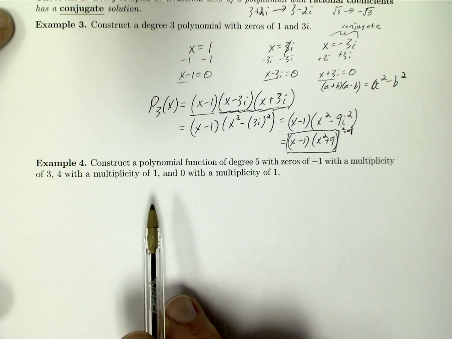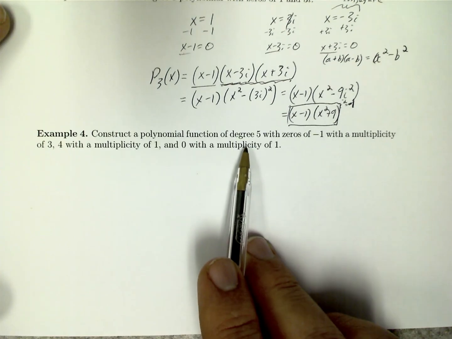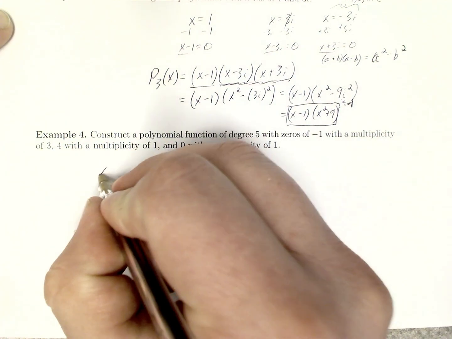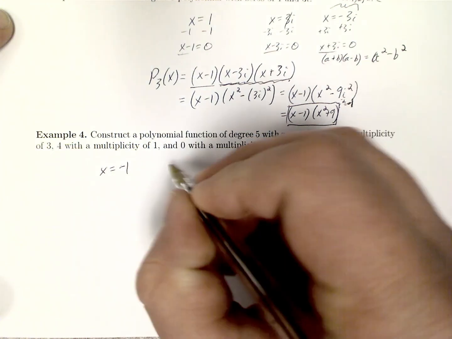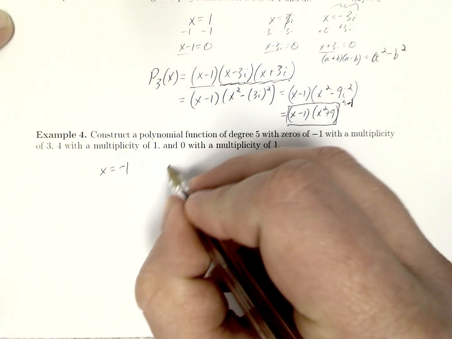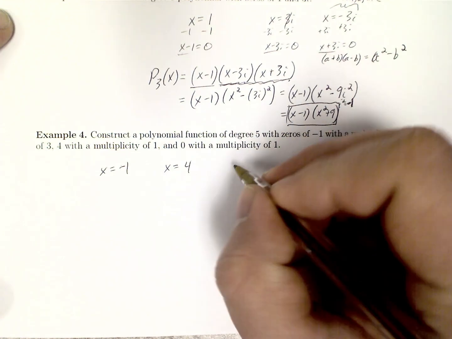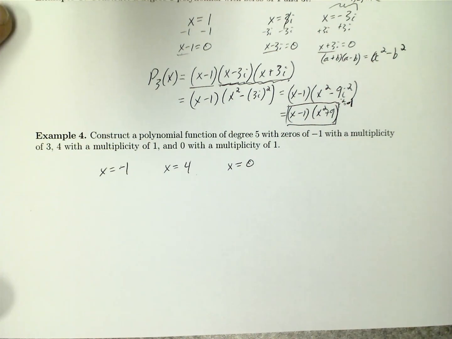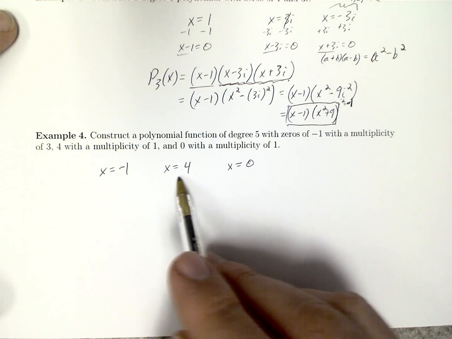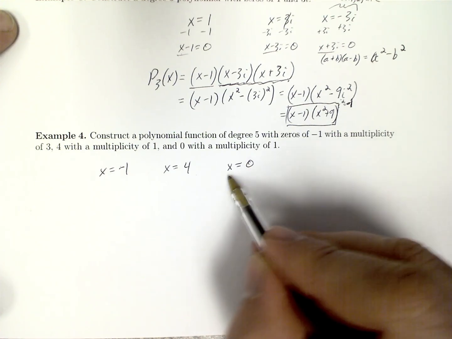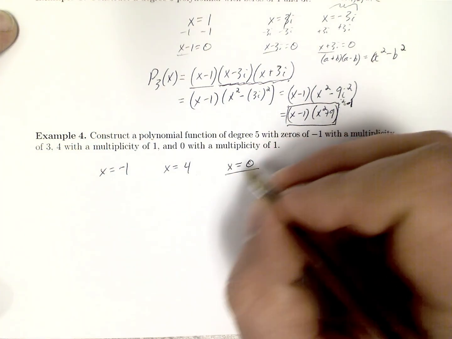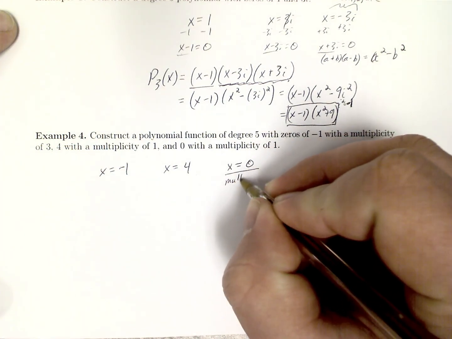We can also construct a polynomial of degree 5, like in this next example, that has zeros of x equals negative 1. We also have a zero of x equals 4, and we have a zero with x equals 0. Remember, we're trying to get one side equal to 0. This x equals 0 already has one side equal to 0, and we know that it has to have a multiplicity of 1.